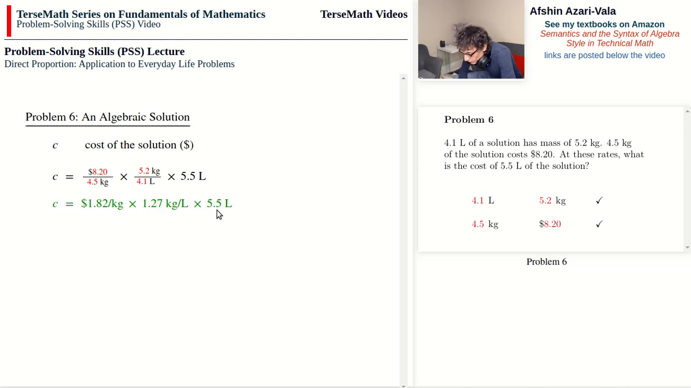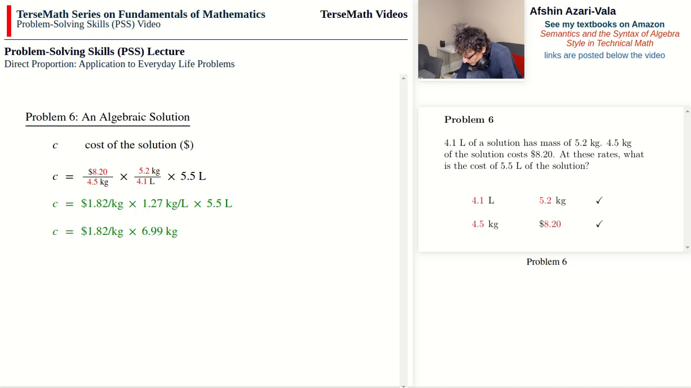Now, in order to explain how it is that this setup works, we decode from right going back. And in fact, we multiply 1.27 kilograms per liter by 5.5 liters. Because I know the mass of 1 liter, if I multiply by 5.5 liters, I find the total mass. So working out this piece will give me 6.99 kilograms. And here you have it.